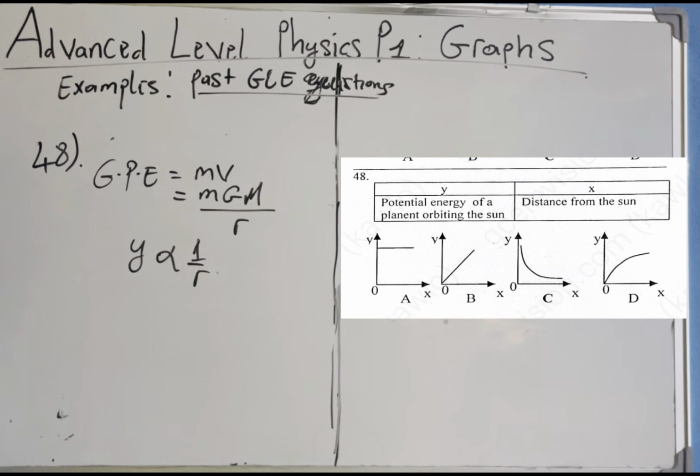So we will look for the graph that is having a curve. I'm seeing A is already wrong, B is wrong. C is correct because it should be a decreasing curve.